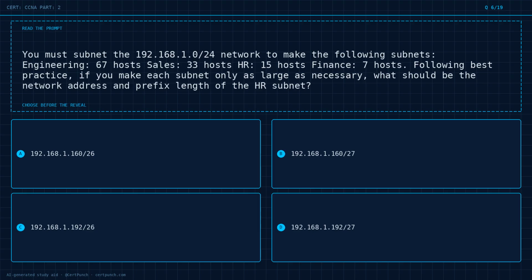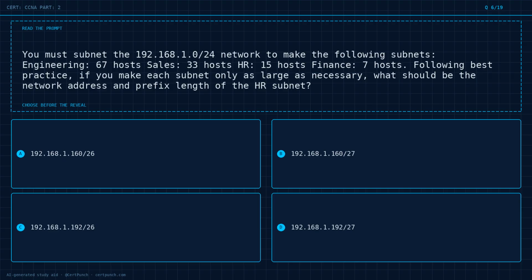Question 6 of 19. You must subnet the IP range shown on screen to make the following subnets. Engineering, 67 hosts. Sales, 33 hosts. HR, 15 hosts. Finance, 7 hosts. Following best practice, if you make each subnet only as large as necessary, what should be the network address and prefix length of the HR subnet?